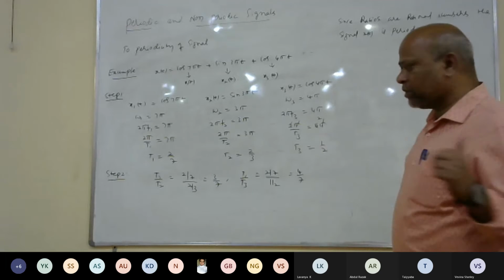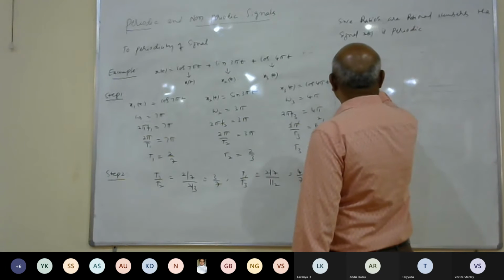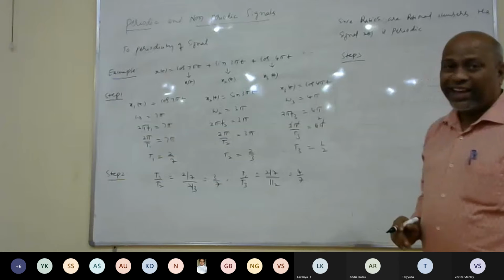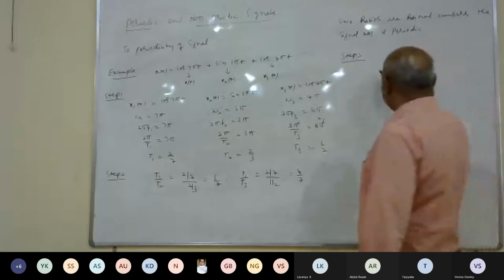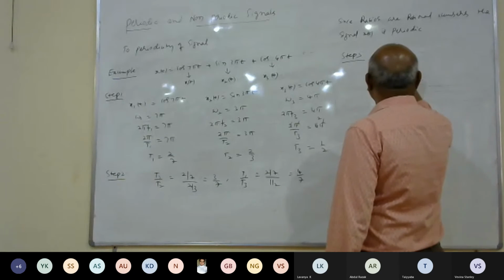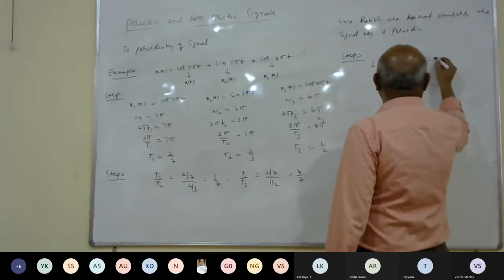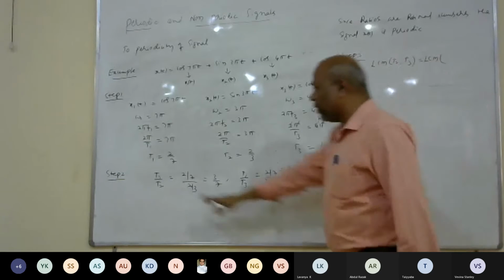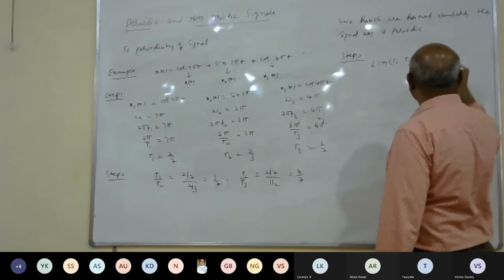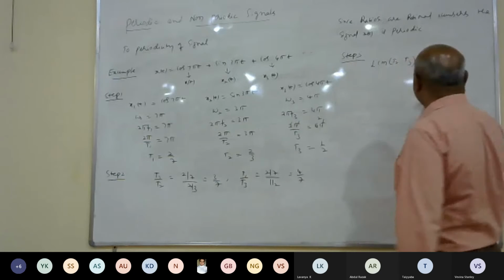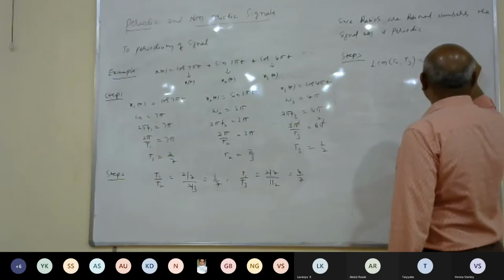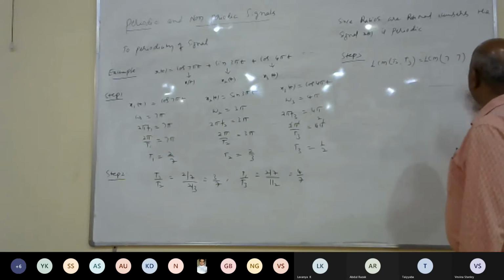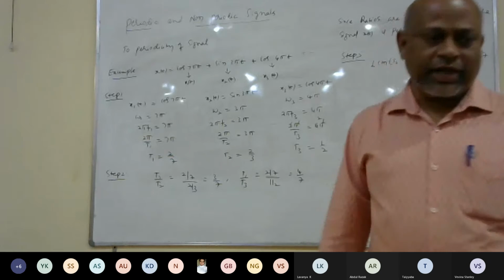If it is periodic, then you should find its fundamental period. Now, step number 3. To find the fundamental period, I should take the LCM of the denominators of the ratios. T1 by T2 is 3 by 7, so 7 is the denominator. T1 by T3 is 4 by 7. What is the LCM of 7 and 7? It is 7 itself.